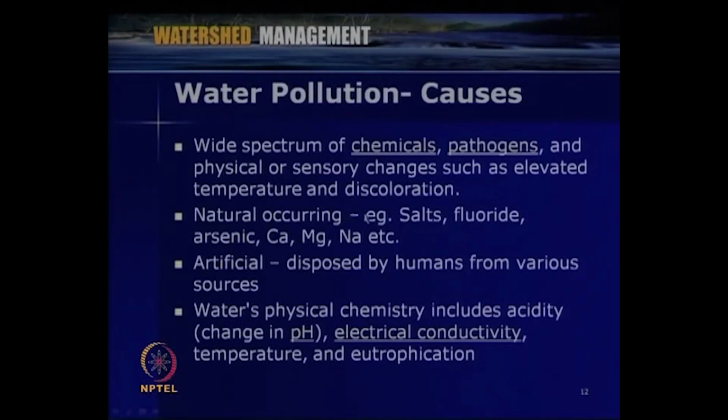And then the causes can be naturally occurring, like salts, fluorides, arsenic, calcium, magnesium, sodium, etc. Due to rainfall or water passage over these kinds of salts, they dissolve and then become a source of pollution. And then man-made or artificial causes, disposed of by humans from various sources, industrial or sewage or other things. So that can also be a cause. Water's physical chemistry includes acidity, like change in pH, then electrical conductivity, temperature and eutrophication. All this indicates what type of pollution is taking place.